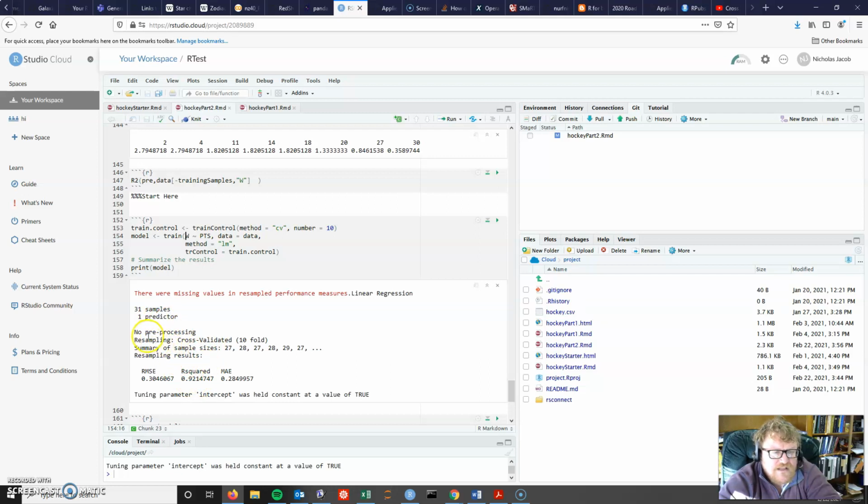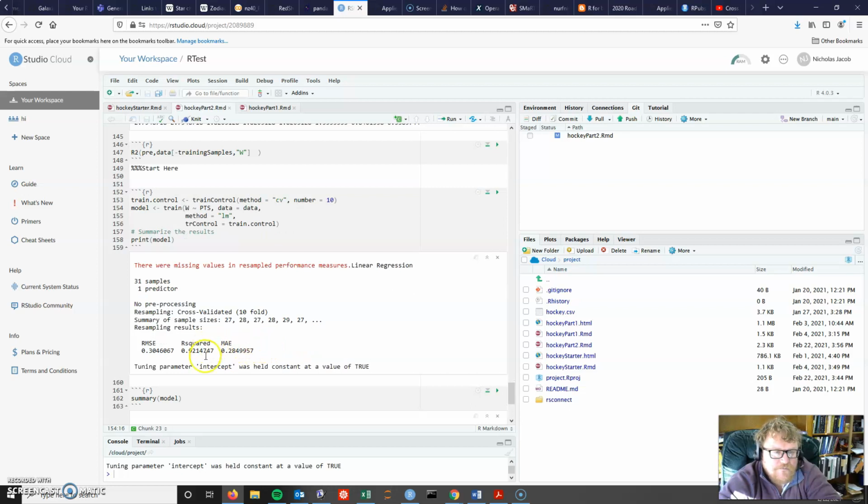If we look at this, we see that we did the cross-validation on the 10-fold. We had 27, 28, 27, 29, 27. These are the different sample sizes that it ran on. And the intercept was held true. So those are my things, and my R squared is always the thing of interest to me.